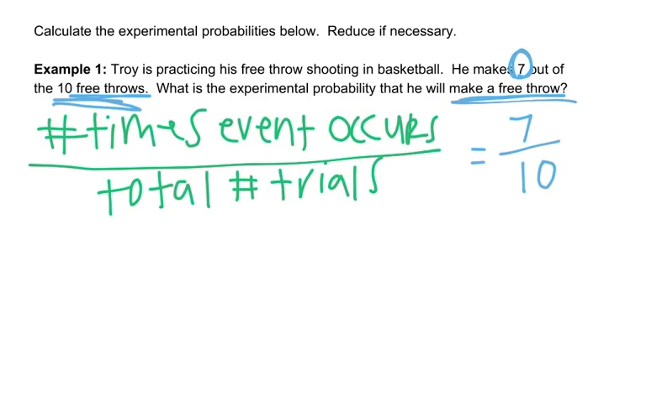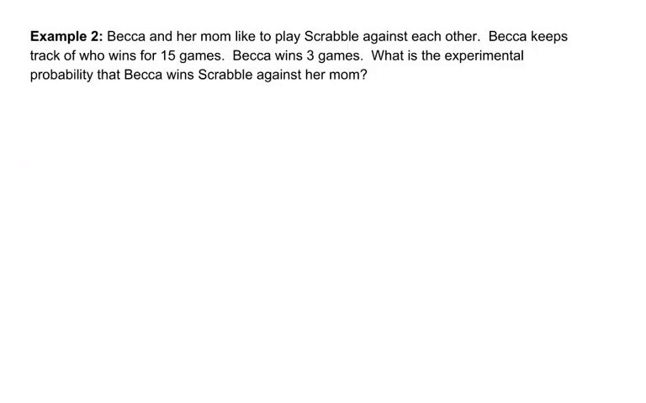From here, we cannot reduce this fraction, 7 out of 10. So this is our final answer. And that's how straightforward experimental probabilities are. Let's do one more here.